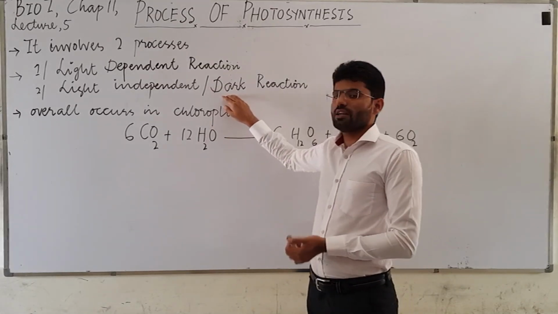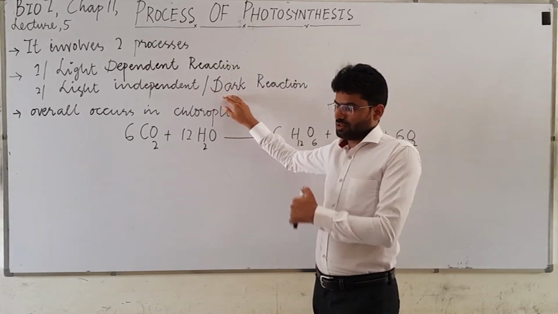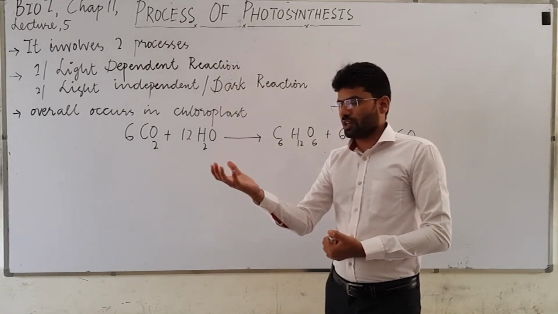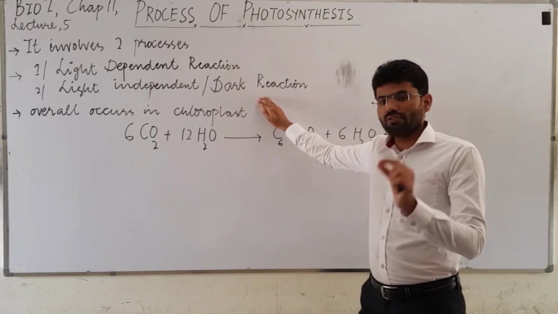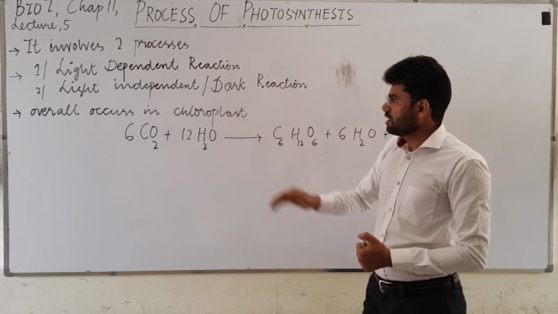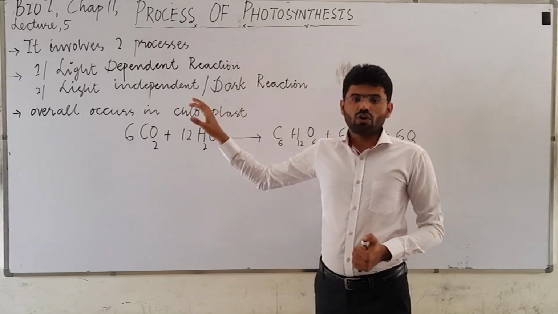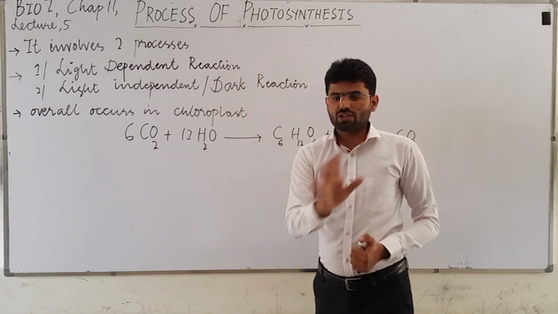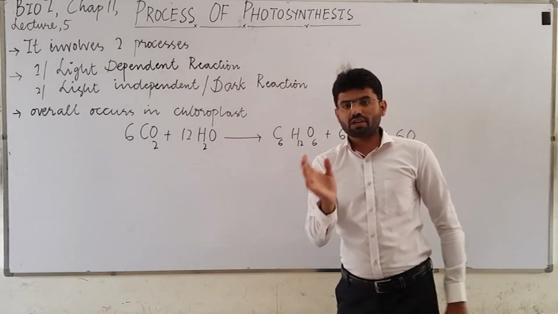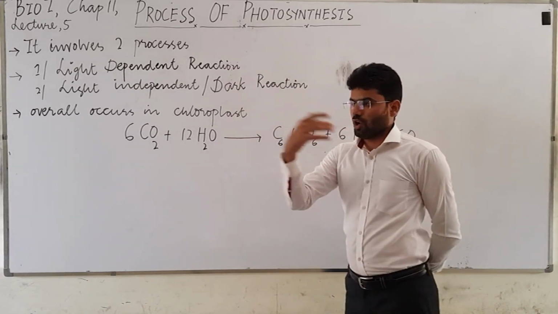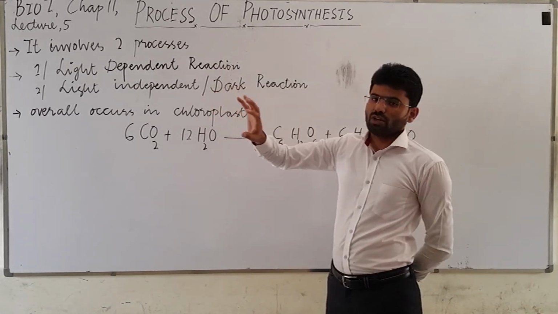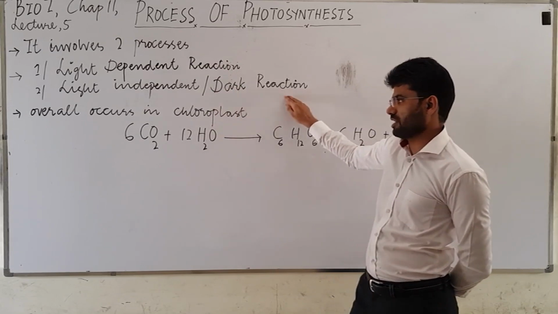But for the second chemical reaction that is going to happen in the structure called the chloroplast, there will not be any kind of light involved. So that is why it is called the dark reaction. I repeat, it is not called dark reaction because it will happen in the night or in the dark, but because light is not necessary for this chemical reaction.